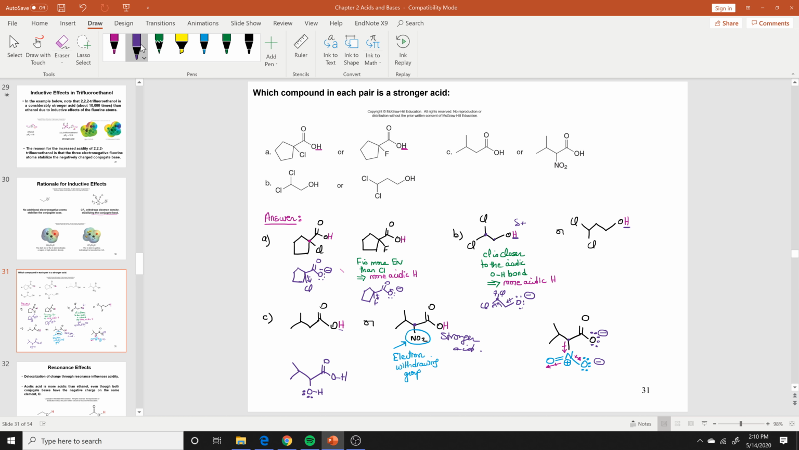When you donate electrons, you decrease the acidity of the hydrogen because the hydrogen will no longer be partial positive. When you withdraw electrons, that hydrogen will be more partial positive, then it will be more acidic. So donating groups closer to the acidic hydrogen will decrease the acidity of the hydrogen. Withdrawing groups closer to the acidic hydrogen will increase the acidity of the hydrogen.